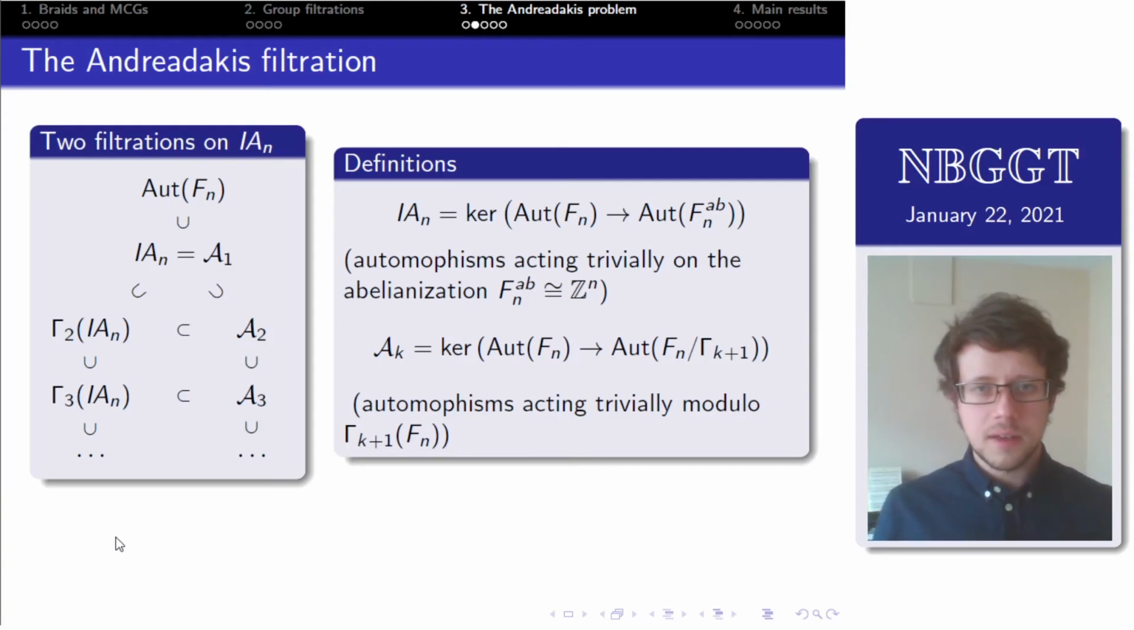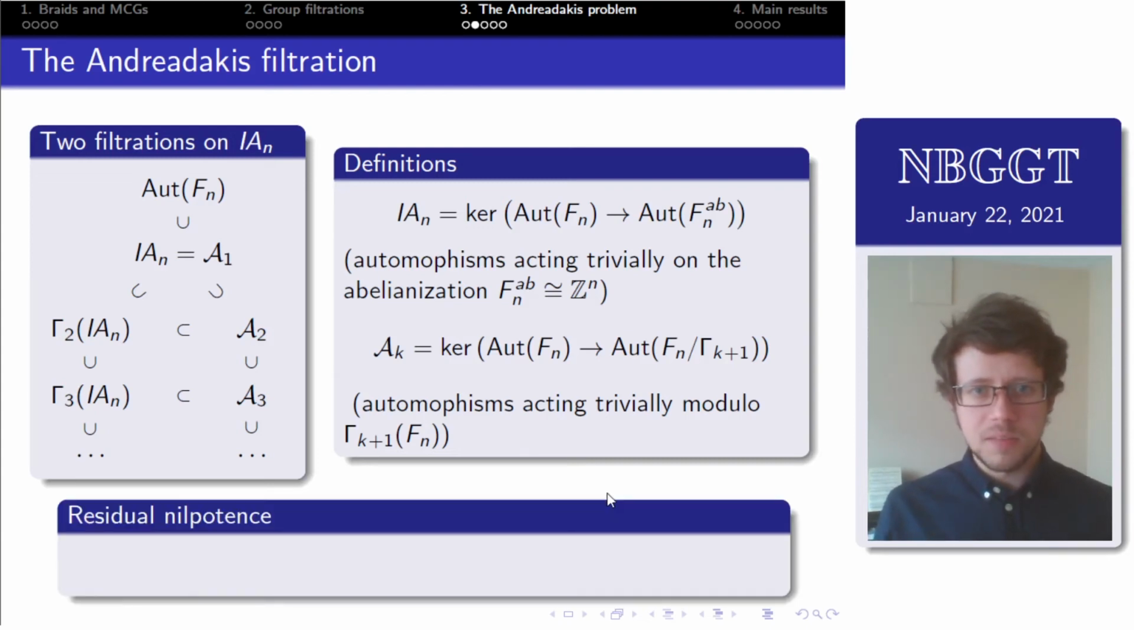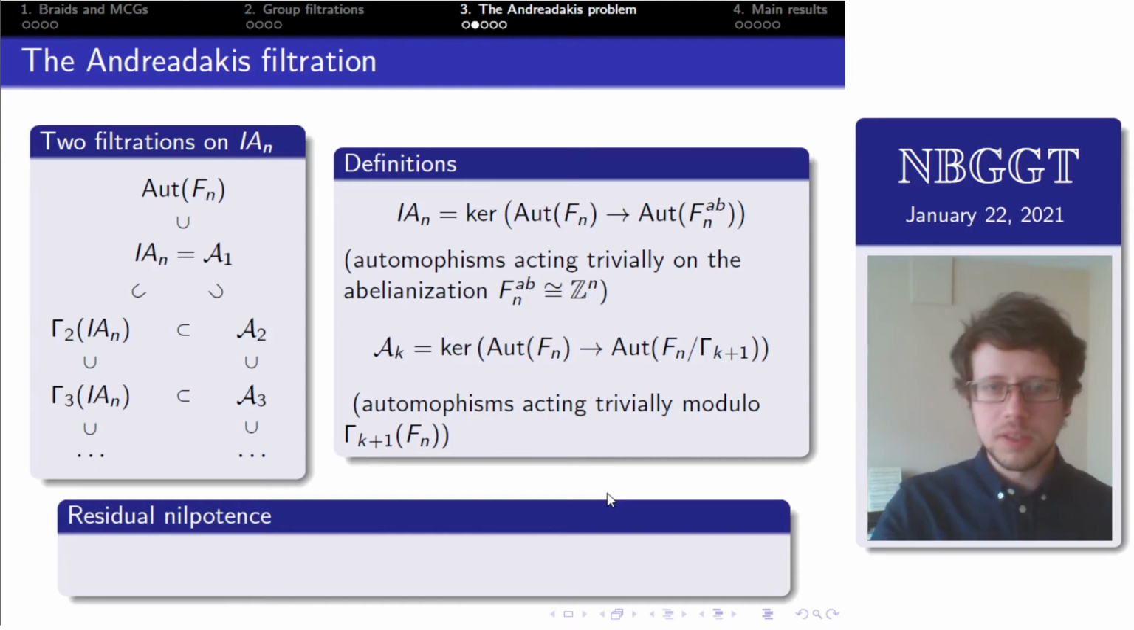So this is a filtration in my sense, that is, it satisfies this centrality condition. And since the lower central series is the minimal filtration on IA_n, we get these inclusions here. And these inclusions are the main object of the Andreadakis problem. But before going into that, let me give you a quick remark about residual nilpotence.